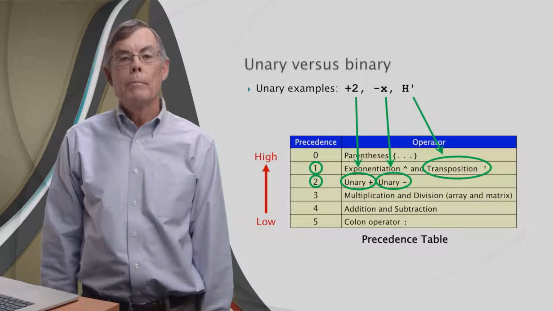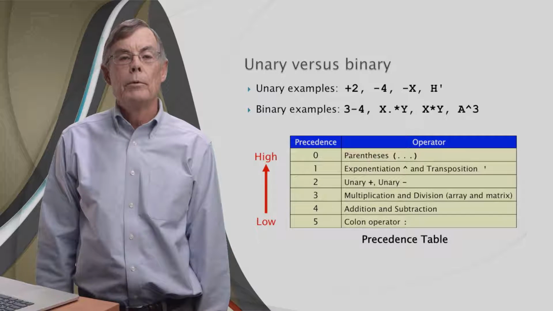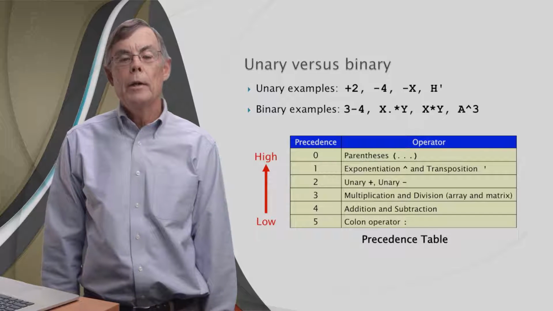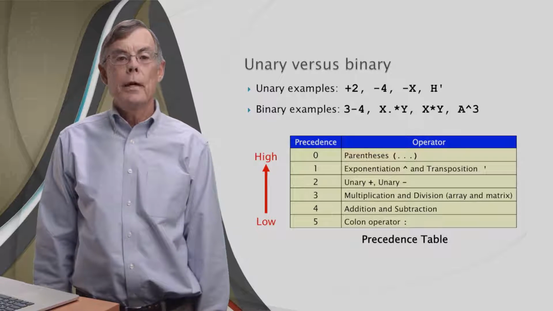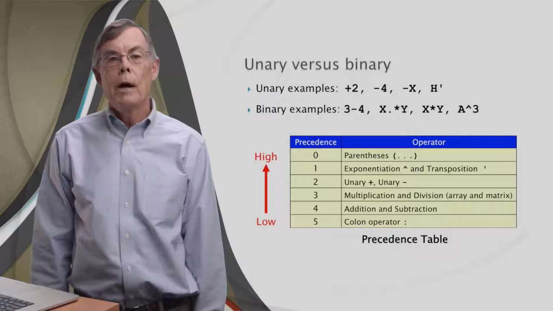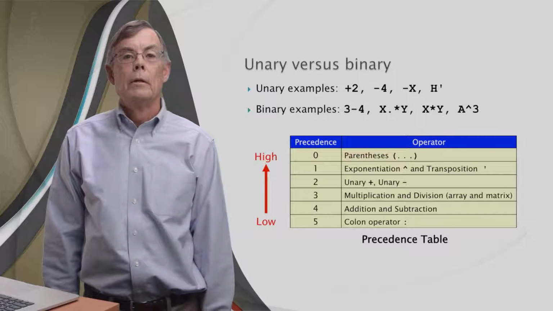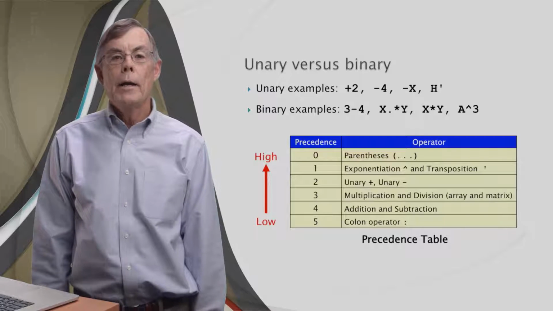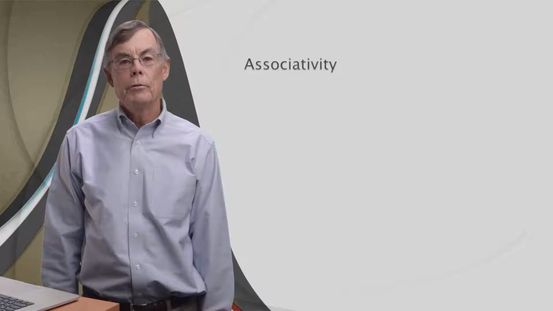But the more common operators are the binary operators, which mean that they take 2 operands. And here you see some examples. 3 minus 4, x dot star y, which you will remember is array multiplication, x star y, which is matrix multiplication, and a to the 3rd power, which is exponentiation. The binary operators rank below the unary operators with the notable exception of exponentiation, which is way up there at 1. Well, we've seen how precedence works, and we've seen that unary operators tend to come before binary operators. But there's one other determinant of order of operations, associativity.